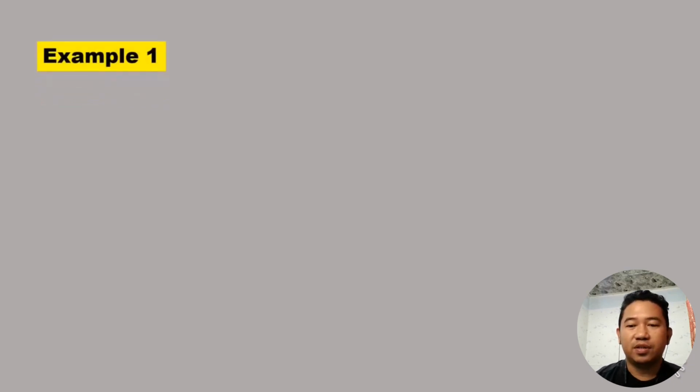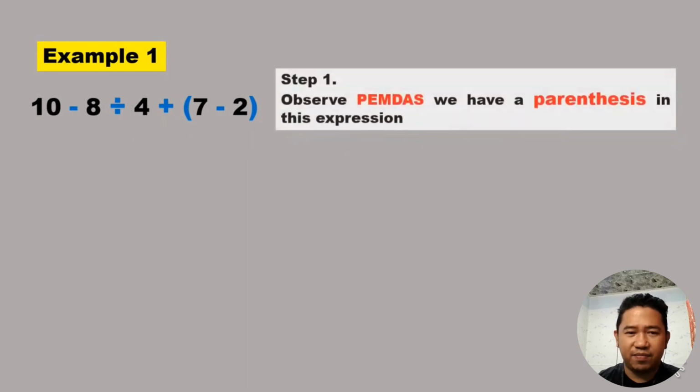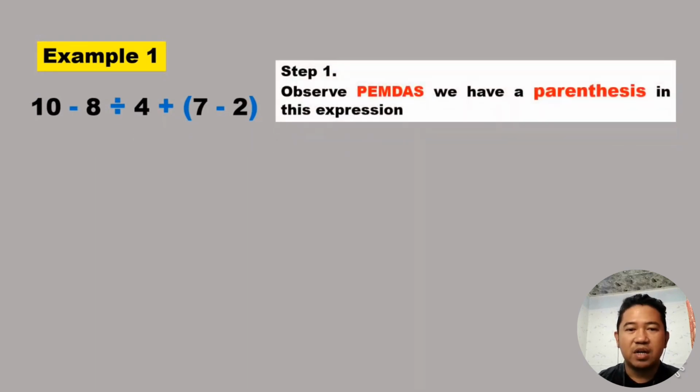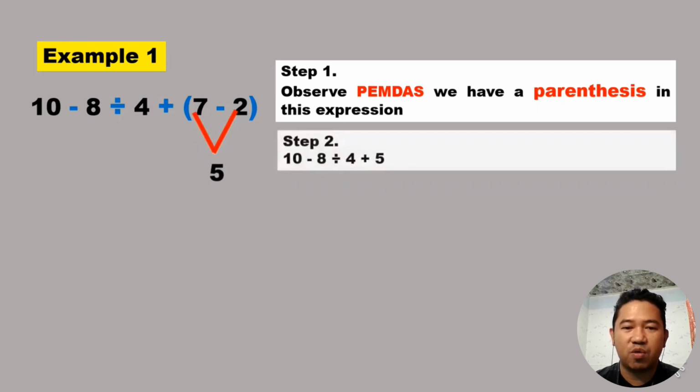Let's take example number 1. Now 10 minus 8 divided by 4 plus open parenthesis 7 minus 2 close parenthesis. Now observe PEMDAS. We have parentheses in this expression. As you can see here, that's 7 minus 2 in open and close parenthesis. So what we need to do first is subtract. 7 minus 2 equals 5.